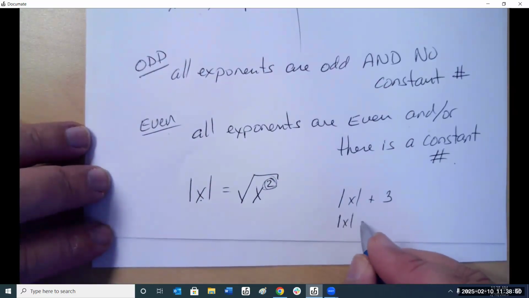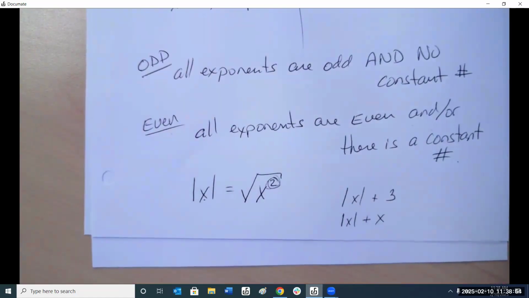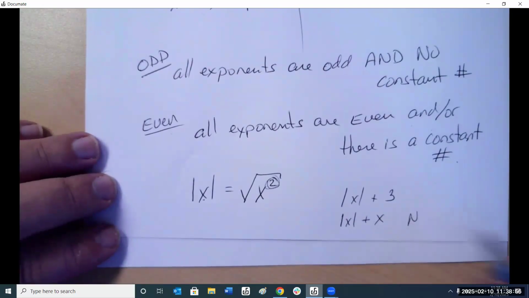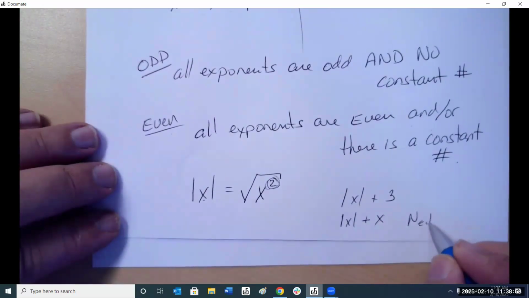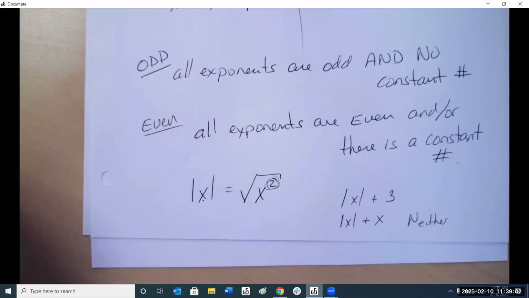Absolute value and an odd exponent is a neither, because you can't mix odd and even. Well, that pretty much does most of my lecture.